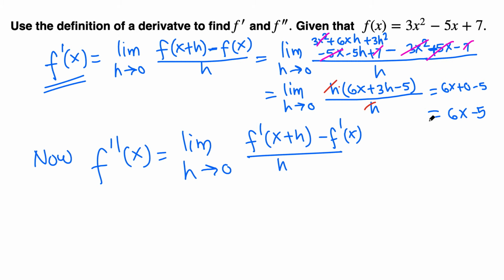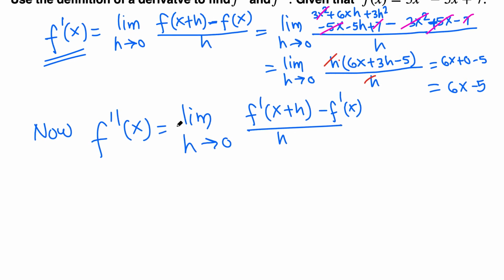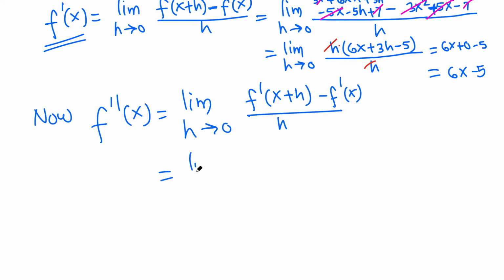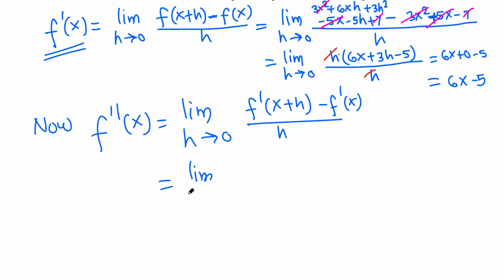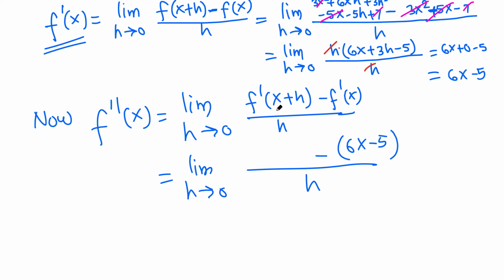That's how we get the derivative of this derivative function, that's the second derivative. This function is simpler than the original function, so our work will be simpler as well. That is h minus this function. This function is here, f prime, just 6x minus 5. Now we need to evaluate f prime of x plus h. Let me write here, f prime.